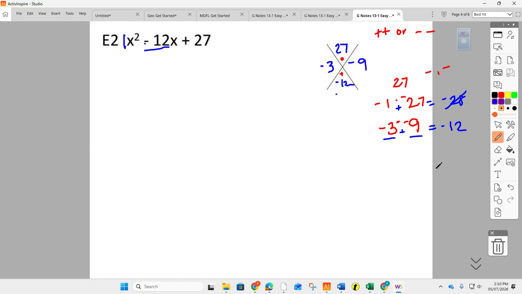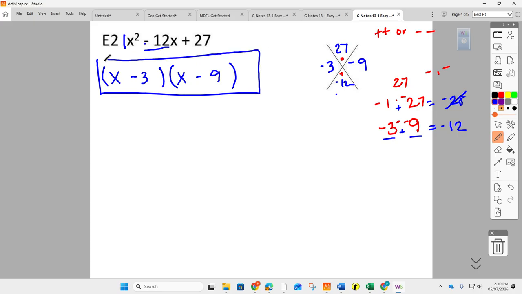The next step says set up 2 sets of parentheses. Look at the first term and write that in both spots here without the exponents. Now we take these 2 and put them at the back, noting the sign here. Negative 3 means it's minus 3. Negative 9 means it's minus 9. And we could have put minus 9 here and minus 3 here. It would not matter. So these are the factors of x squared minus 12x plus 27.